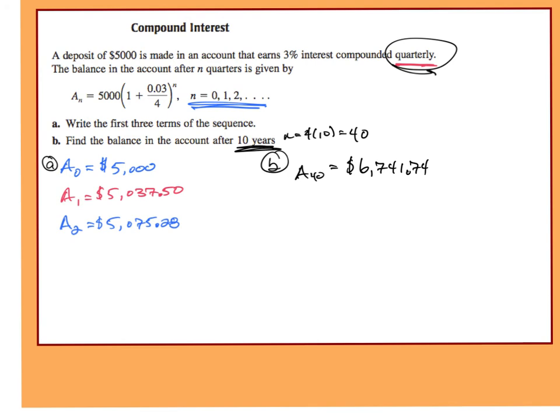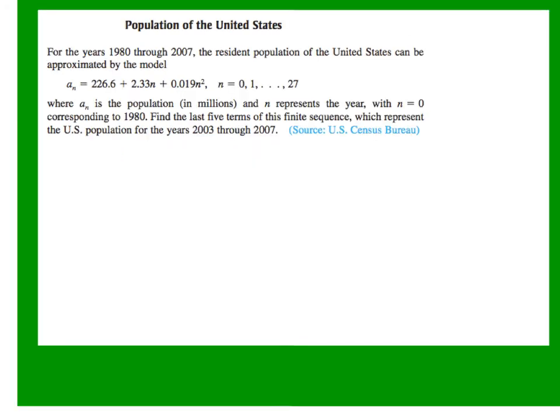All right. I need another reader. Thank you so much, Mariah, for volunteering. In the years 1980 through 2007, the resident population of the United States can be approximated by the model A, where A sub n is the population in millions and n represents the year with n equals 0 corresponding to 1980. Find the last 5 terms of this finite sequence, which represents the U.S. population for the years 2003 through 2007.